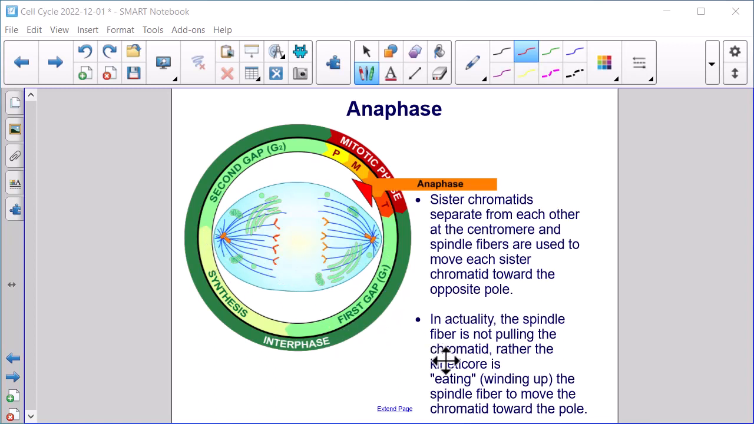In actuality, the spindle fiber is not pulling the chromatid. Rather, the kinetochore, where the spindle fiber connected, is eating or winding up the spindle fiber to move the chromatid toward the pole.